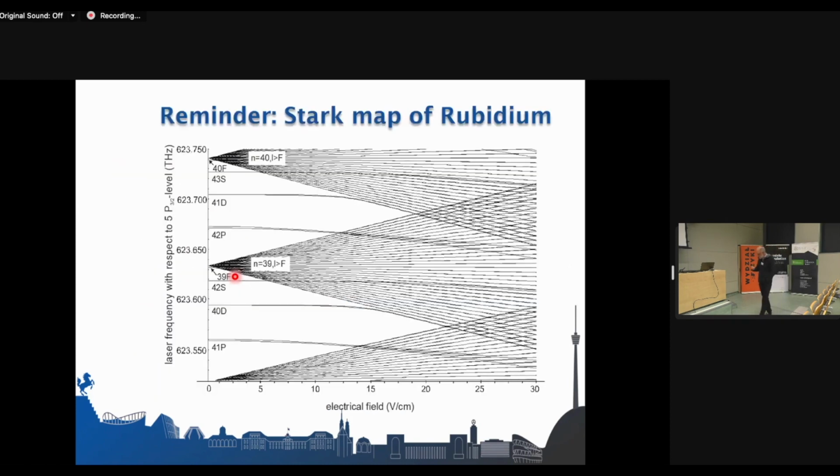Then the next ingredient that I have to remind you, I'm sure all of you know this, is the Stark map of rubidium atoms that we are going to use in that experiment. And the main feature that you should just remember is that if we excite an S state or a P state or a D state, they get sucked into high electric fields. They are high field seekers. But if you look at the hydrogenic manifold up here, there are also some low field seekers, which is going to be important to understand the molecular bond.